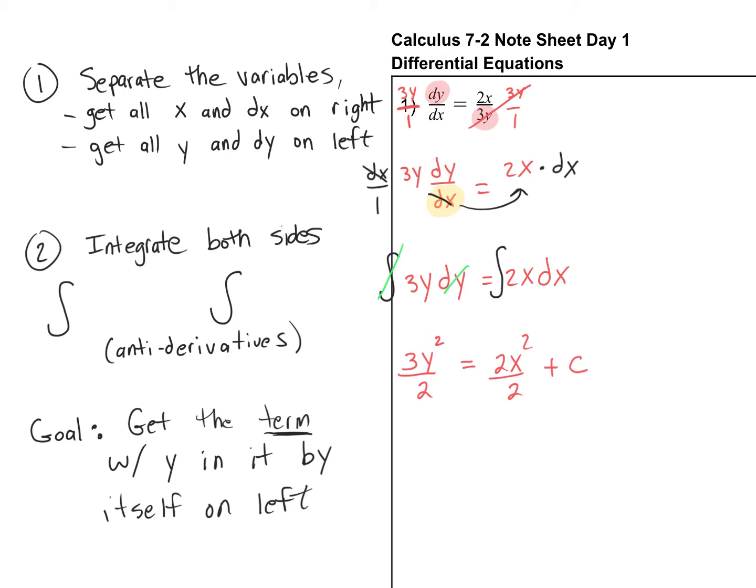So over here on the left, I'm just going to simplify that. I'm going to rewrite it as 3/2 y squared. That is the term with y in it. That's our goal. Get it by itself. On the right, the 2's are going to cancel, and we have x squared plus c. And that is as far as you need to go for right now. Separable differential equations: separate the variables, integrate both sides, get the term with y in it by itself.